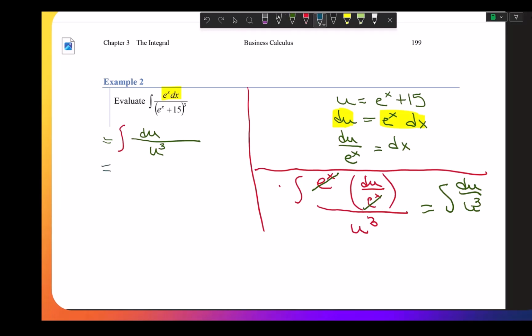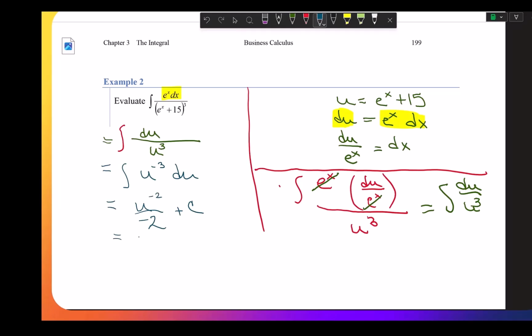Now, this is easy to integrate. This is the same as u to the minus third power du. When I get to a place where it's easy for me to take the integral, that means my substitution worked. So here I would add 1.